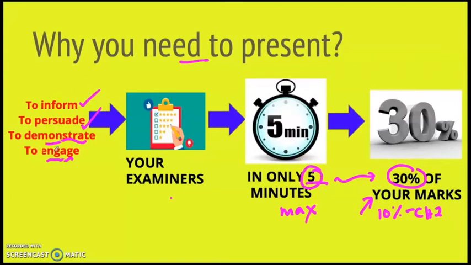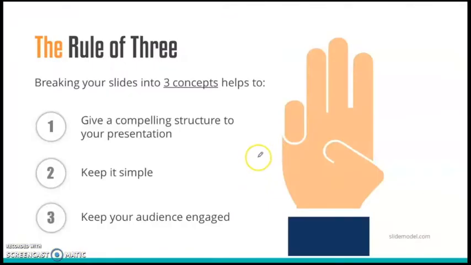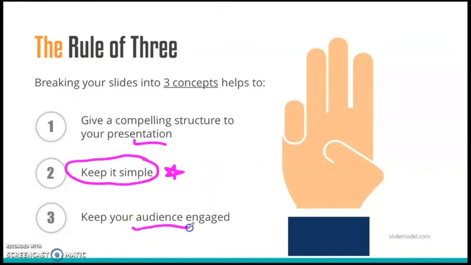So the keyword here is you need to engage and you need to persuade your examiners. So there are 3 rules of thumb here on how to prepare your FYP1 video presentation. The first keyword is you need to have very good slides, so give a complete structure to your presentation. Second, this is most important, keep it simple. In your slides there should be fewer words, more pictures, more visual aids. And the third one, you need to keep your audience engaged. The audience here means your examiners, because they are going to evaluate and give you feedback.